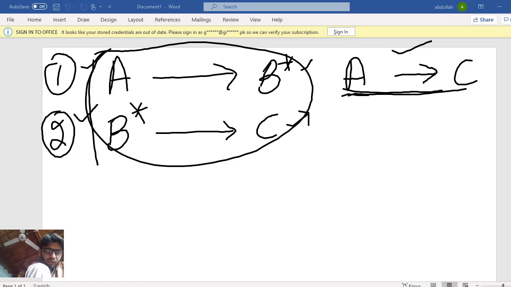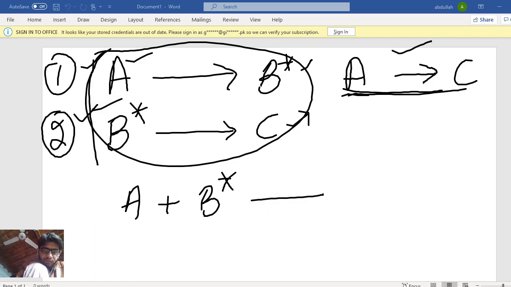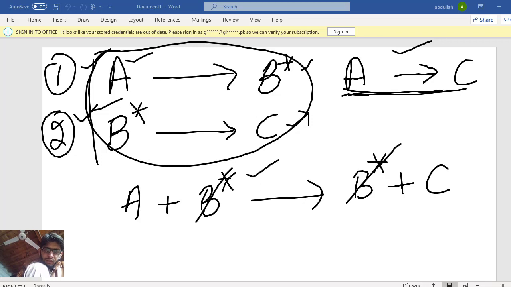So we can also write the overall reaction by adding these sides. This term cancels with this term. The intermediate cancels, actually the intermediate is consumed in the reaction and we do not consider it. So A converted into C.